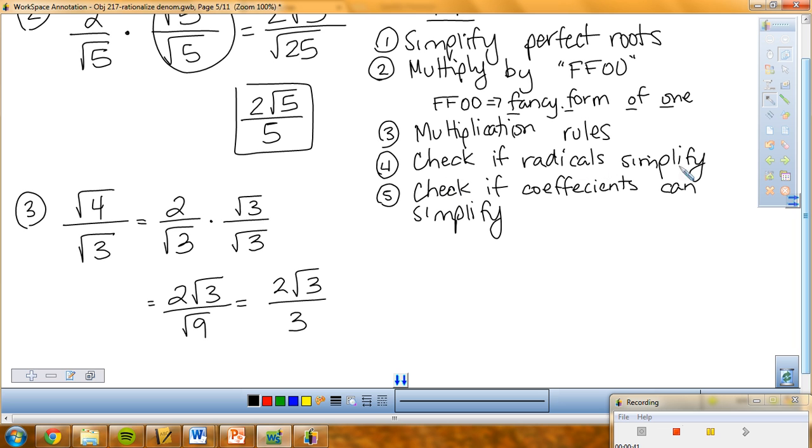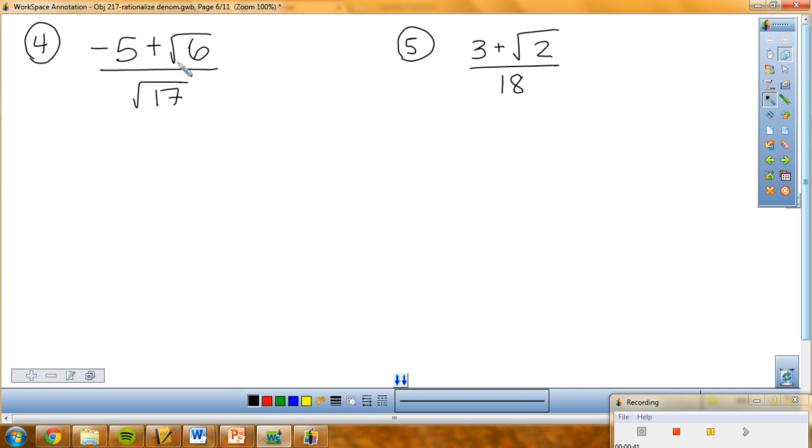I want to check to see if my radicals can simplify. No, they can't. Check if my coefficients can simplify. 2 and 3 cannot. So again, I am done. So those are some examples when we have one term or a monomial over a monomial. But we can see things like 4 and 5 where we have a binomial over a monomial.